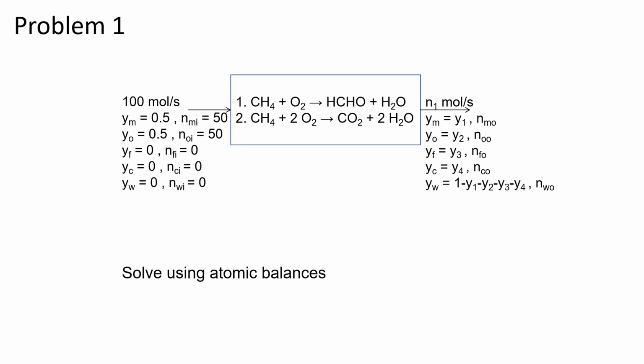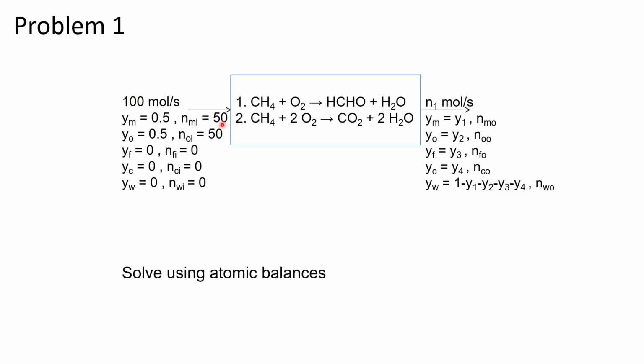Well, I hope that you did take the time to attempt to draw out this process flow diagram. What you should have drawn is shown here. We have a stream for which we assumed as a basis 100 moles per second of a feed, and we're told that it's equal molar, so the mole fraction of methane is equal to the mole fraction of oxygen, which is a half. Those are the only two components in the feed. All the other mole fractions for formaldehyde, CO2, and water are 0.